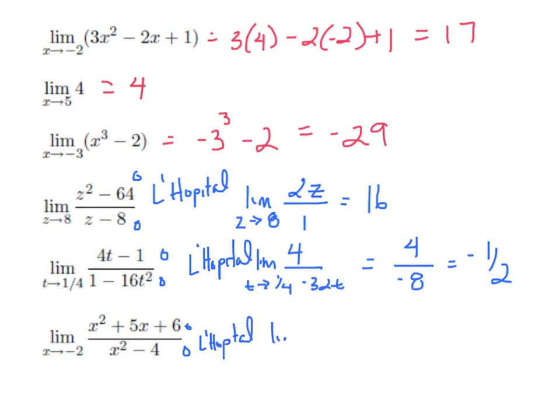So limit as x approaches negative 2. Derivative on top is 2x plus 5. Derivative on the bottom is 2x. Now we plug in negative 2. So negative 4 plus 5 is 1. Negative 2 times 2 is negative 4. So there's our limit.